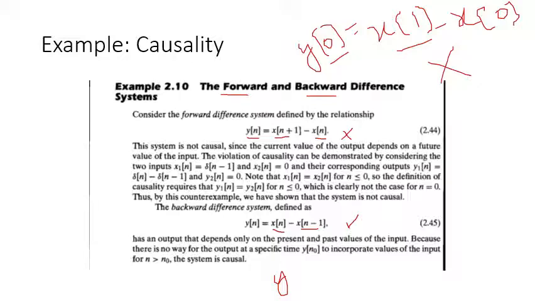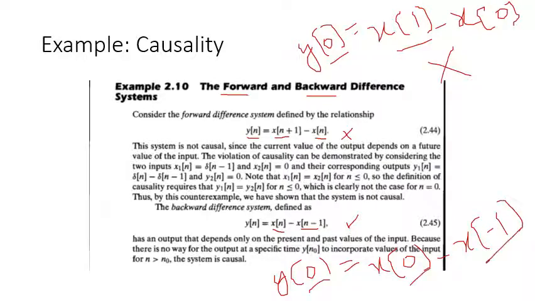Whereas if we see here in backward, if I put n is equal to 0, this is x of 0 minus x of minus 1. So output depends on current and previous. So this is causal. So forward difference is not causal, whereas backward difference is a causal system.